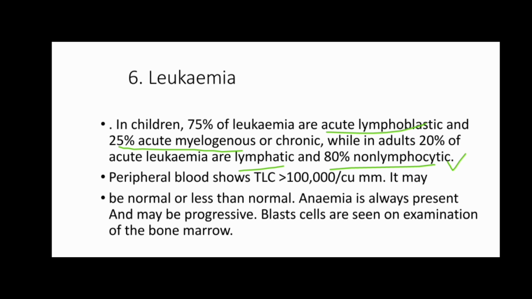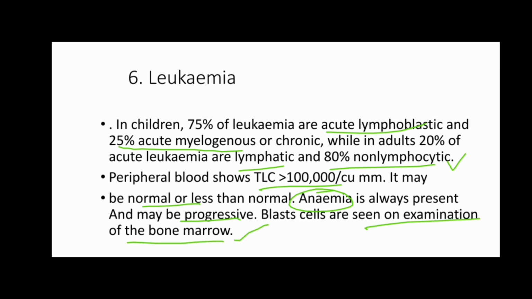Here peripheral blood shows more than 1 lakh per cubic millimeter, though it may be normal or less than normal. Anemia is always present in leukemia and is progressive. Blast cells are seen in the examination of the bone marrow.